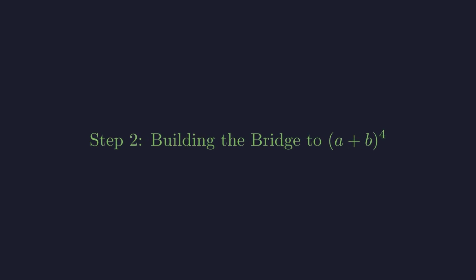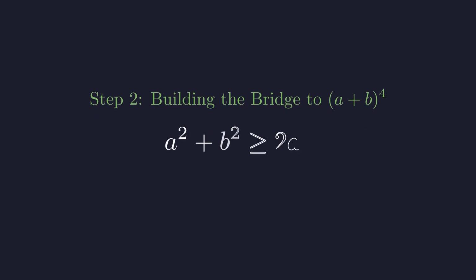Now, let's create a second tool to handle the right side of the main problem, the quantity a plus b to the fourth. We start with our core tool again, this time with a and b. To get closer to a plus b squared, we need a 2ab term on the same side as a squared and b squared. The trick is to add a squared plus b squared to both sides. This maintains the inequality and sets up a perfect square.